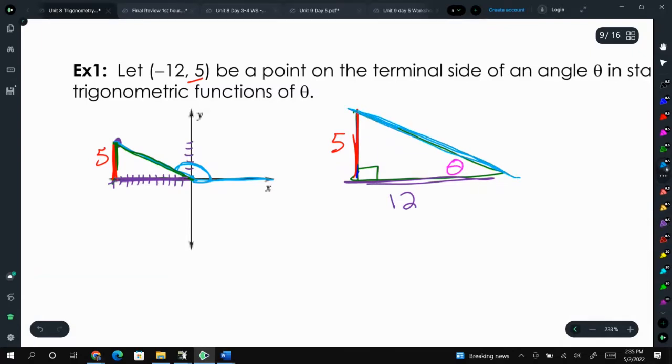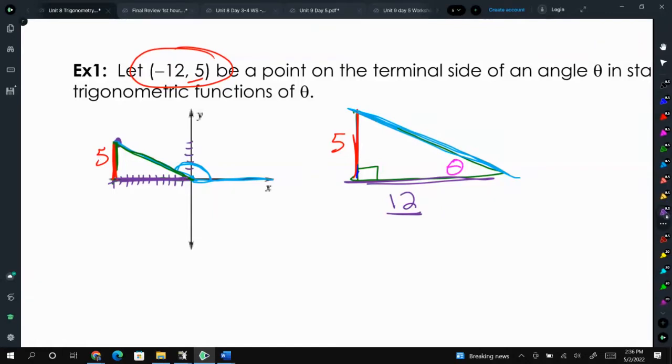There is something you need to note, though: because we are at negative 12 comma 5 and we're in quadrant 2, even though I wrote down positive 12 here for the Pythagorean Theorem, we need to know that because we are in quadrant 2, the x value or the cosine value is going to be negative, which is going to make our secant negative and our tangent negative and our cotangent negative. So just keep that in mind when we do these.